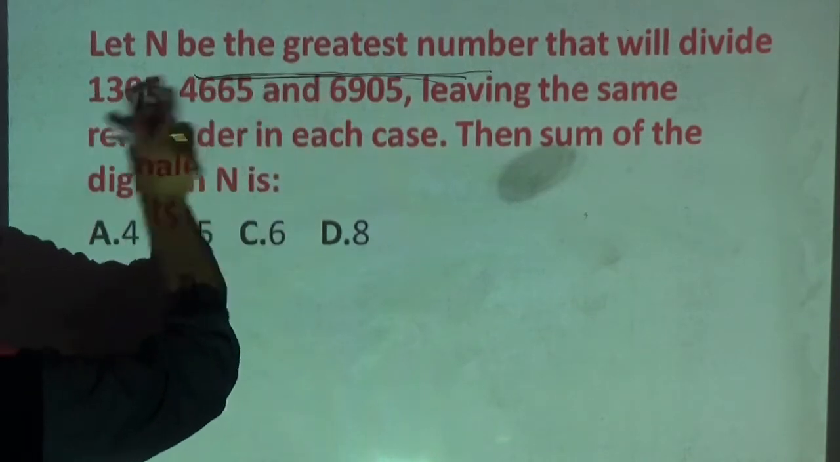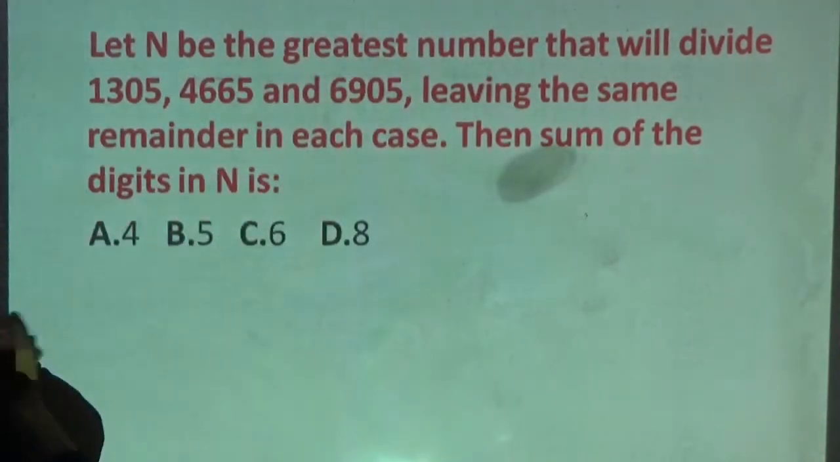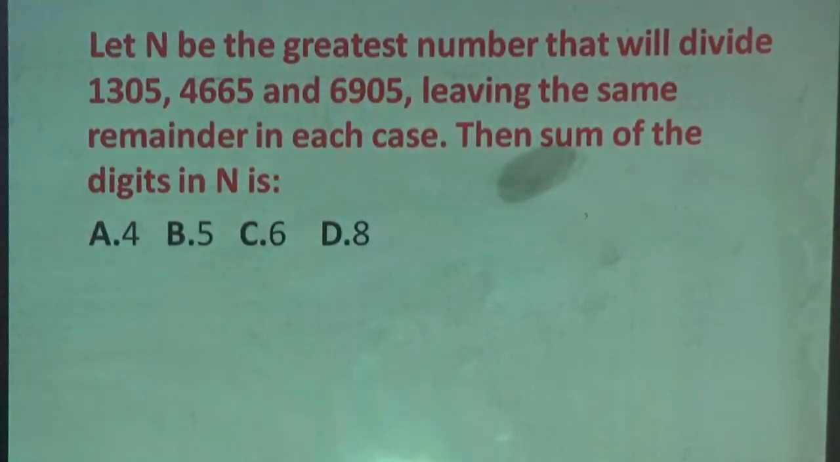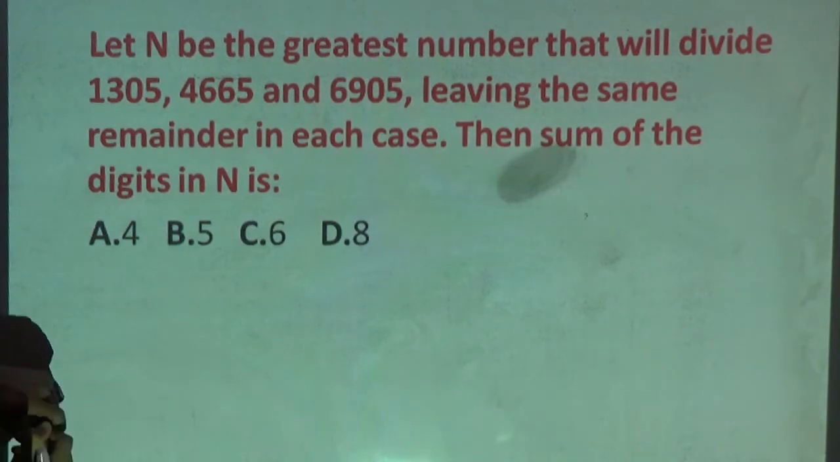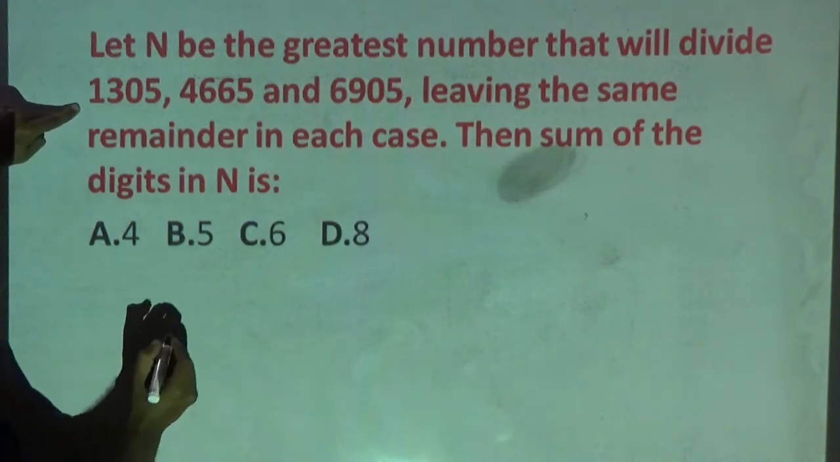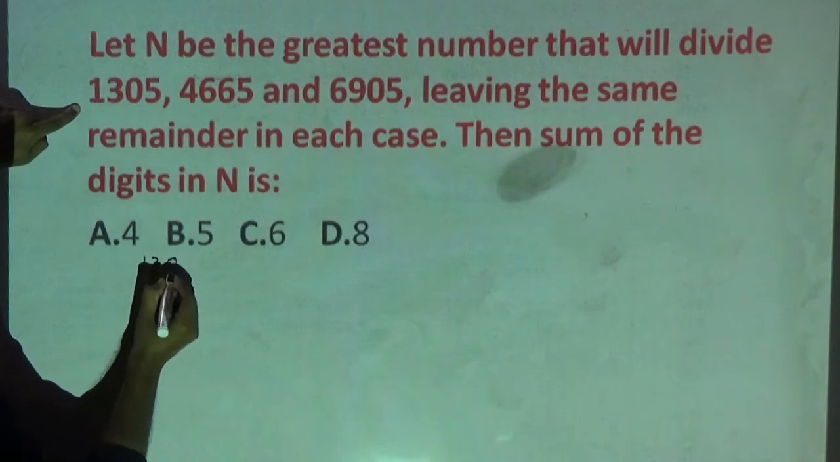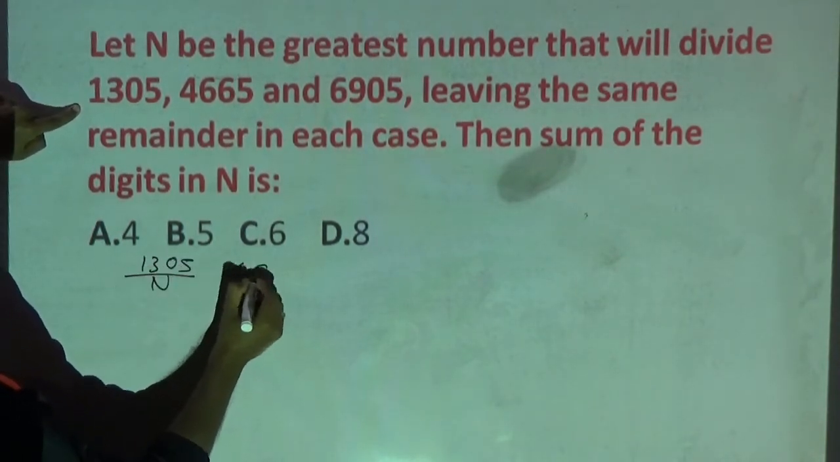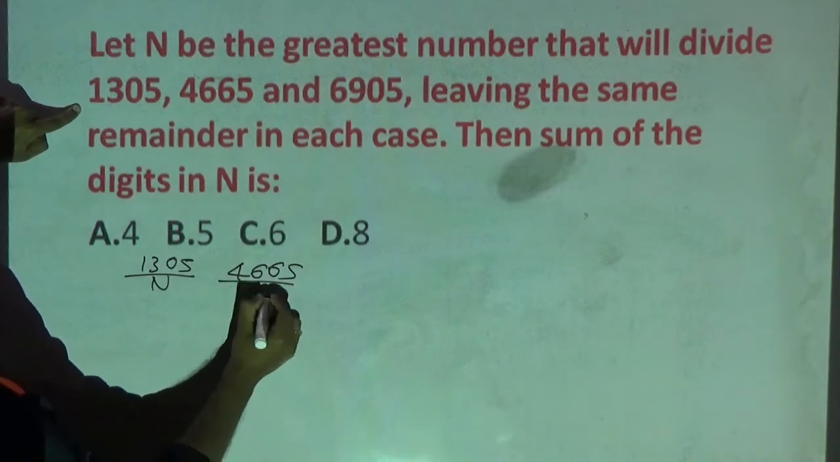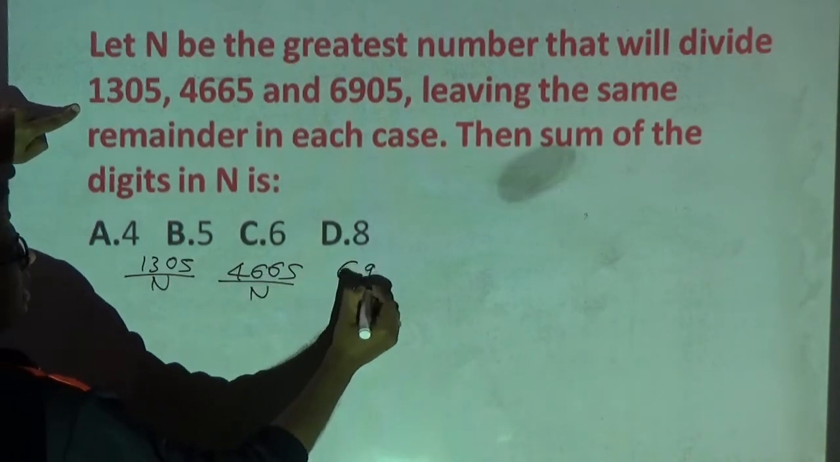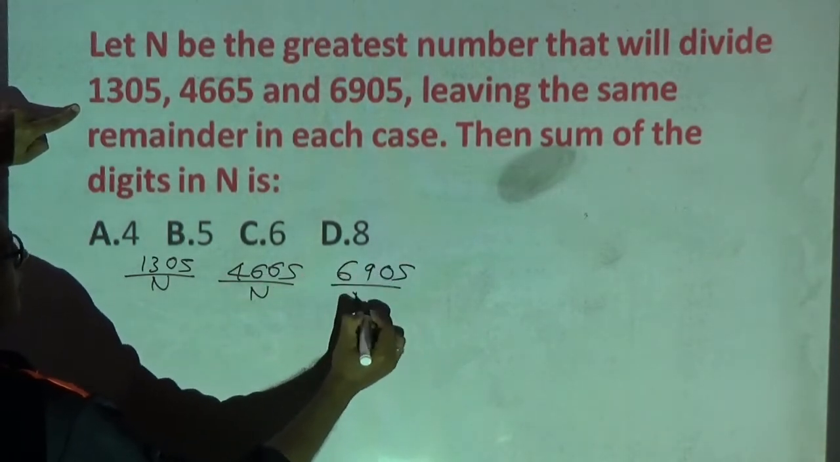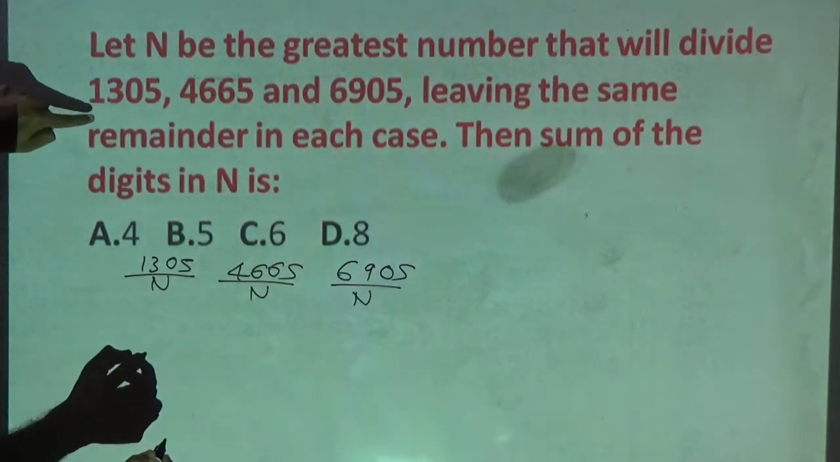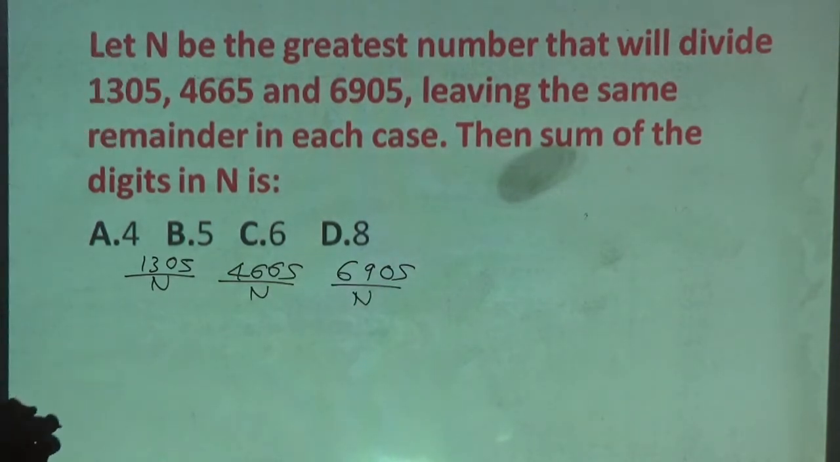Let n be the greatest number that will divide 1305, 4665 and 6905, leaving the same remainder in each case. So 1305 is divided by n, 4665 is also divided by n, and 6905 is also divisible by n, leaving the same remainder in each case.